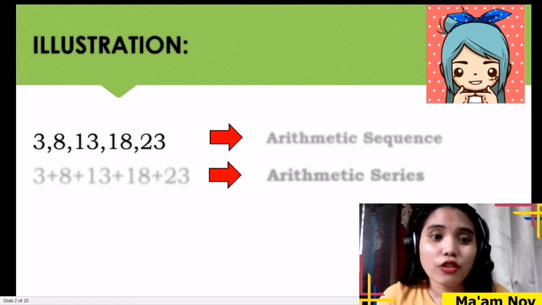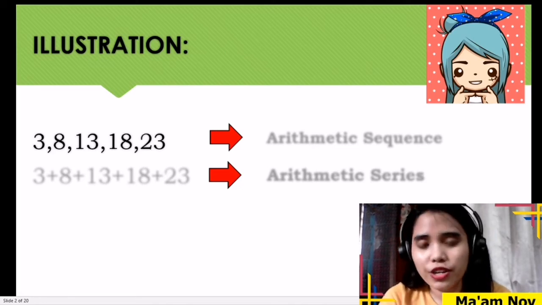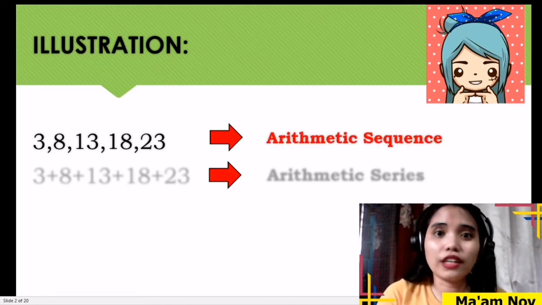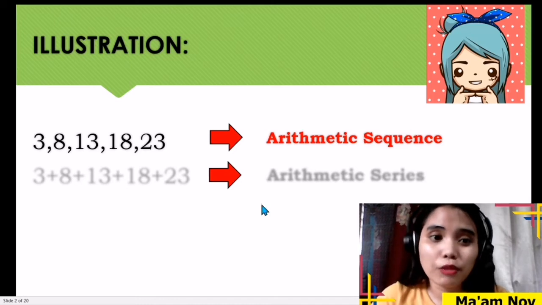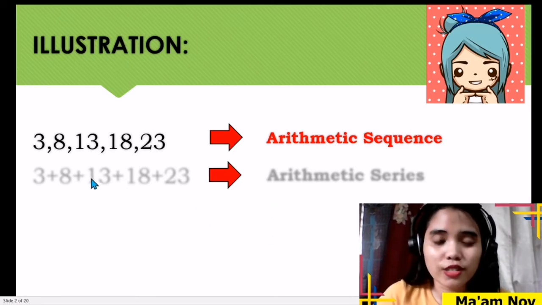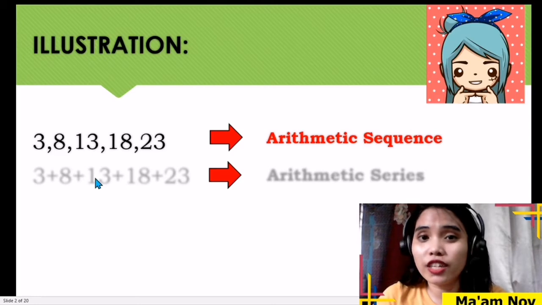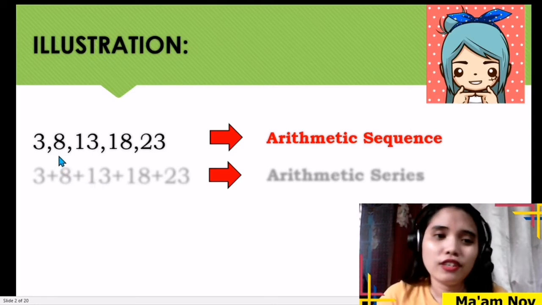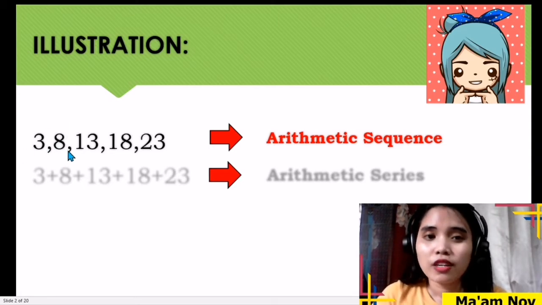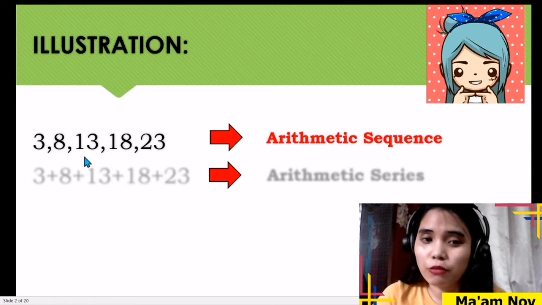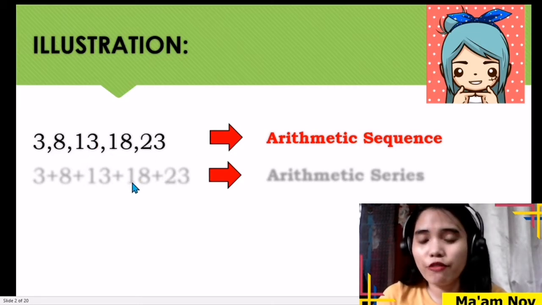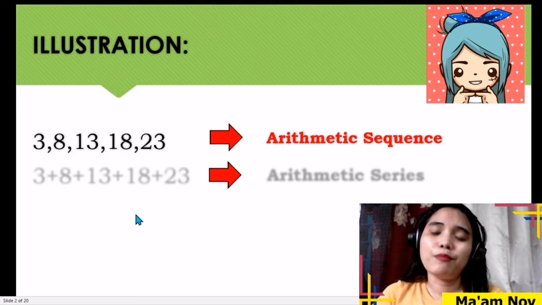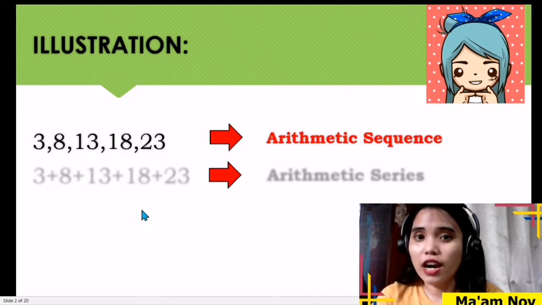3, 8, 13, 18, and 23. Now, it is called an arithmetic sequence. Why? Because there is a common difference. Ano ang kanyang common difference? Okay, 5. Paano nakuha si 5? So, subtract lang natin yung second term minus yung first term, third term minus yung second term, and so on. So, that's why naging 5. And again, magiging arithmetic sequence lang siya kapag may common difference.